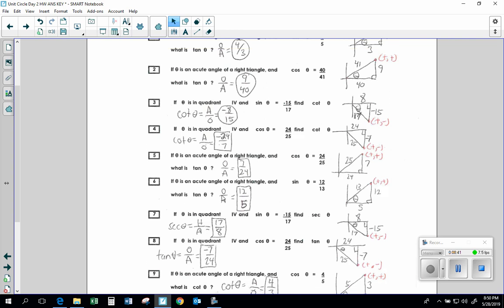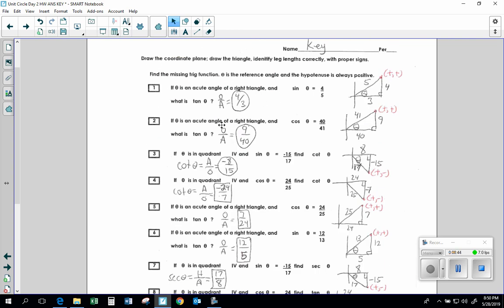Okay, so we'll pick one right here, for example. If theta is an acute angle on a right triangle, acute means between 0 and 90 degrees. So that's quadrant 1. Theta, remember, is always between this terminal side and the x-axis. Also, if you want to think of it as a triangle, it's between the hypotenuse and the x-axis.